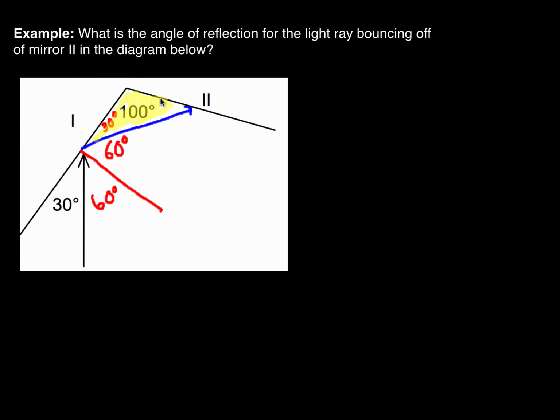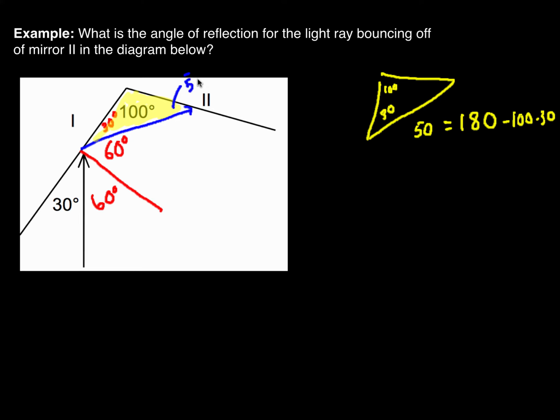We now have a triangle with angles 30 degrees and 100 degrees. We know a triangle must add up to equal 180 degrees. This means the third angle in our triangle must be 180 minus 100 minus 30, which is 50 degrees. So this angle here is 50 degrees.